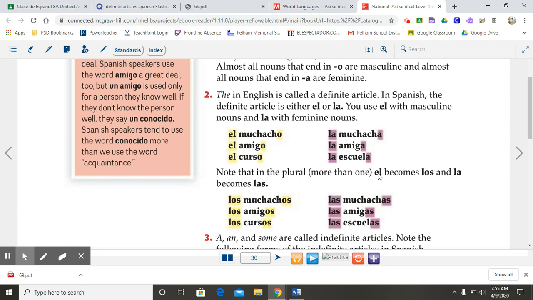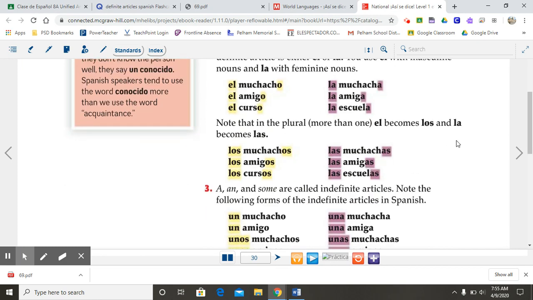In the plural, el becomes los, and la becomes las. A little advice, take a look at the ending of these two. Los and las have an S at the end. In English, when you put an S at the end of things, it makes them plural. So hopefully that'll help you to remember that these are the plural versions. And then look, it keeps things consistent. You have an O here, it's the masculine one. You have an A here, it's the feminine one. So let's take a look at some of these.